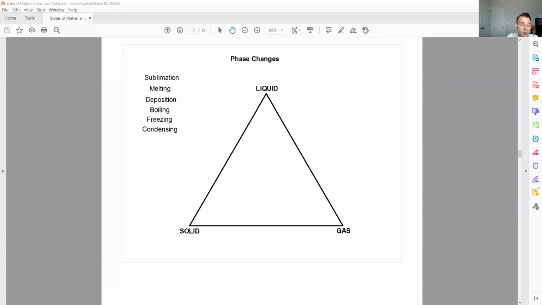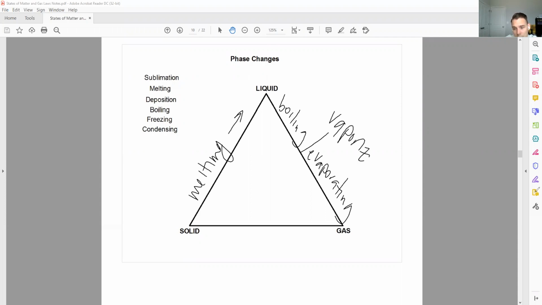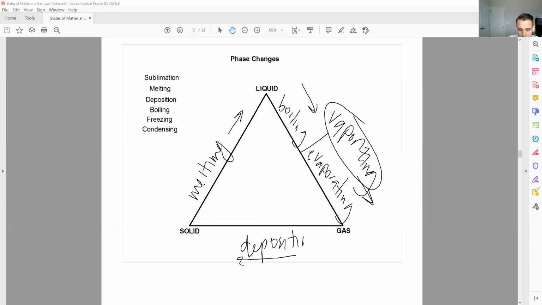Phase changes. We should already know these. I'm just going to go through. We know from solid to a liquid is going to be melting. From a liquid to a gas, a couple of terms you could use: boiling, evaporating, or the best one, vaporizing. Vaporizing is going to be your best term because the word vapor means it originally was a liquid, but now it's turned into a gas. And then a gas to a solid is deposition. Now going the other way, solid to a gas is sublimation.